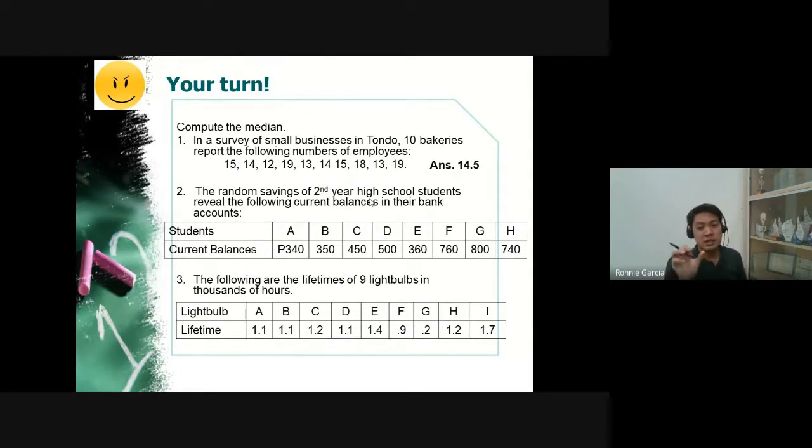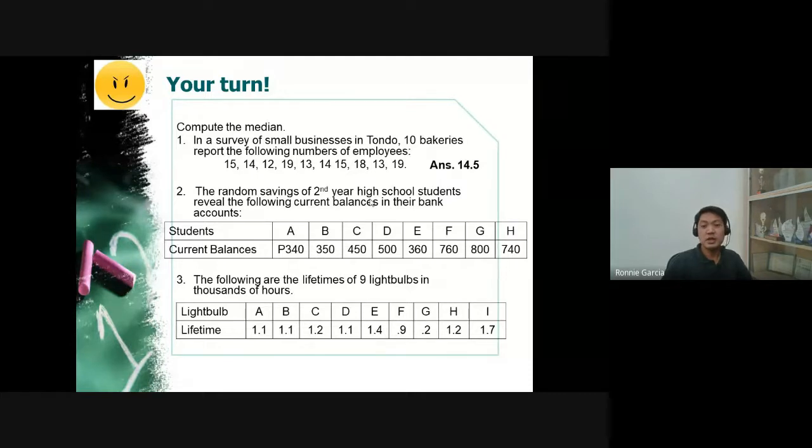Actually, the center has two values, 14 and 15, because we have 1, 2, 3, 4, 5, 6, 7, 8, 9, 10. So the number of observations is even, so there are two in the middle. 14 and 15, so you get the average of the two. That's 14.5. So I'm sorry, nobody got the correct answer for number 1. Let's proceed to number 2.